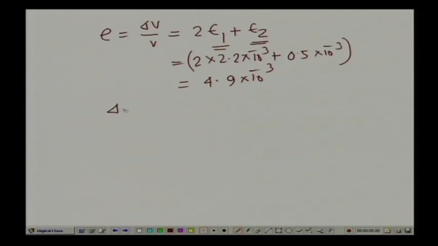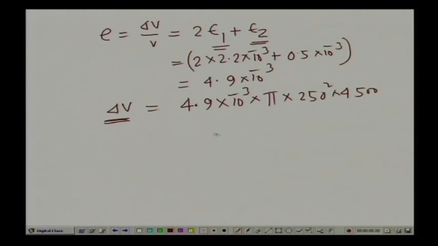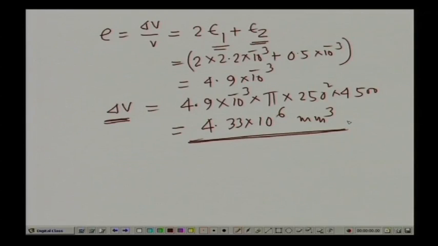So, the change in volume delta V, which we will have to evaluate, is equal to 4.9 into 10 to the power minus 3 into the original volume, which is pi into 250 square into 4500. So, consequently, this gives us a value of 4.33 into 10 to the power 6 millimeter cube. So, this is the change in the volume delta V. So, the cylindrical container which was subjected to a pressure of 8.25 megapascal is now undergoing a change in volume, which is 4.33 into 10 to the power 6 millimeter cube.